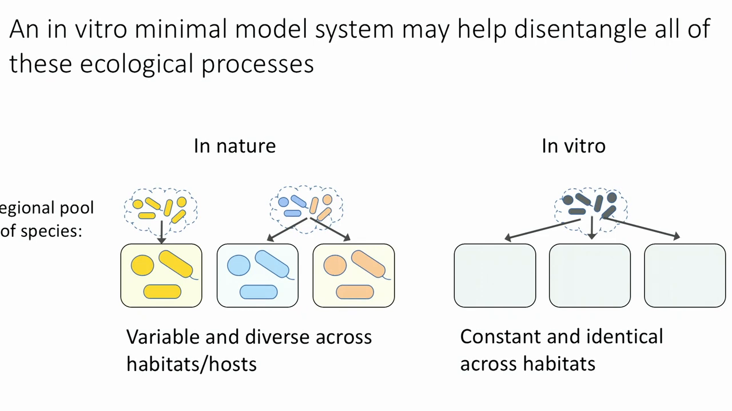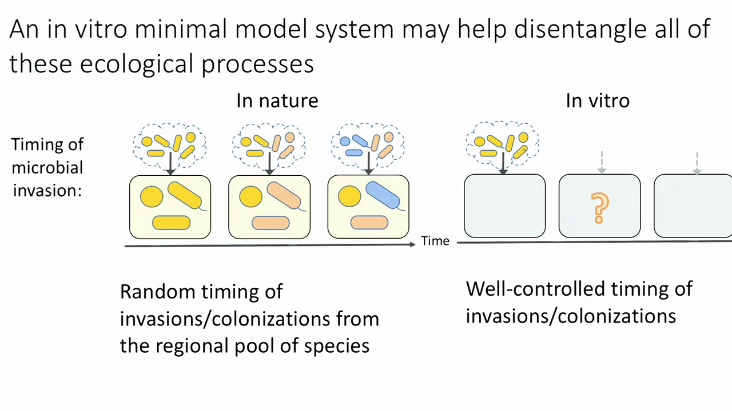And we can do this in very high throughput, right? So we can get statistics on the community assembly process that would be very hard to do under natural conditions. We can also control the timing of those invasions in a way that, again, is very hard to control in natural settings. So I'm just giving you a laundry list of why I'm interested in this question, and I hope I'm convincing you that it's worth at least pursuing.